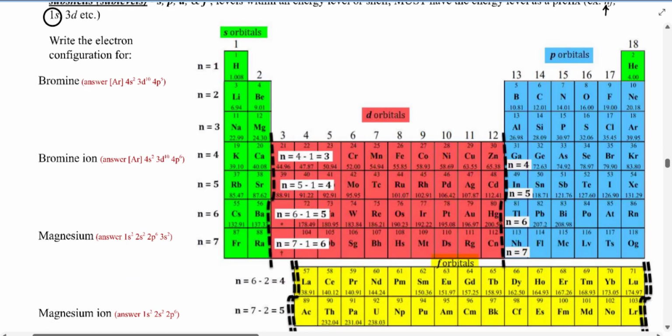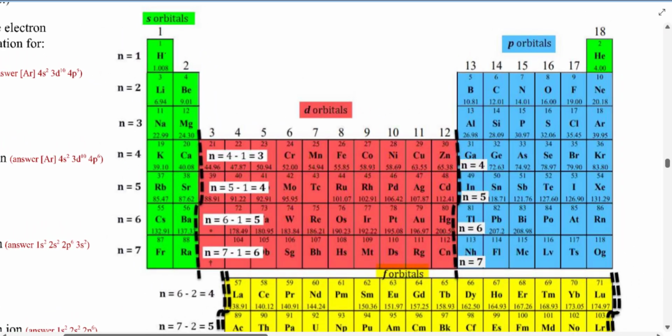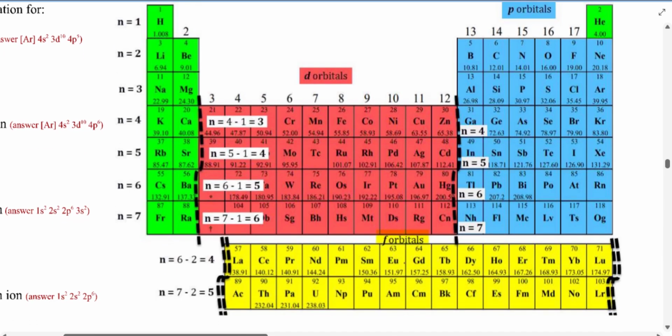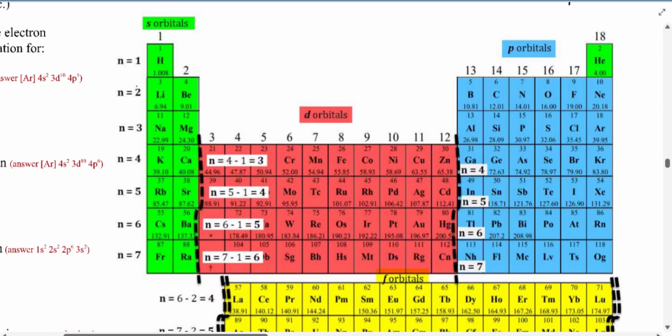I have color-coded this for you, and as a reminder, when you do your electron configuration, your s orbitals are the green, your p orbitals are the blue, d orbitals are the red, and your f orbitals are your yellow. The energy levels are what period you're on, or row.